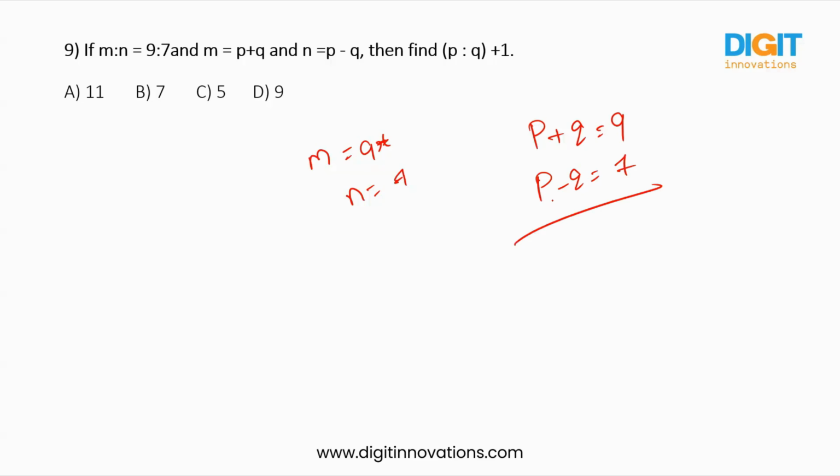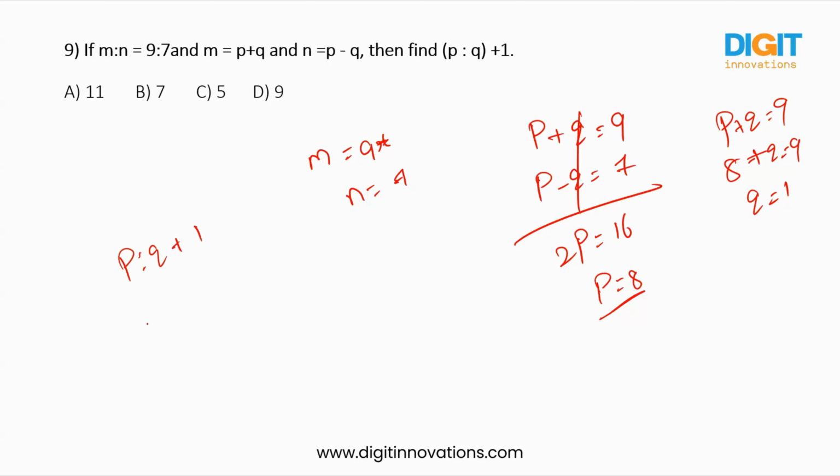So let us solve this. You will get P and Q value, right? Here 2P would be 8. And when I place the 8 value in this equation, 8 plus Q equal to 9. When I take this value, Q value will become 1. So P is to Q plus 1. So 8 by, A is to B you'll write as A by B, right? So Q plus 1: 8 plus 1 by 1, which should be 9. 9 by 1, you will write as 9 only. So option D.